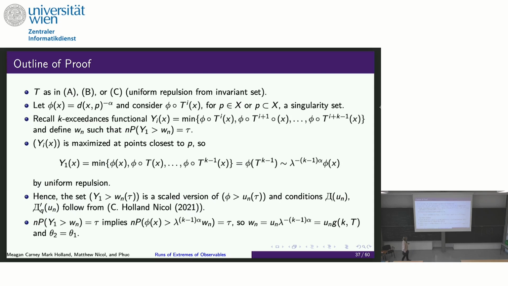Okay, and then what this means is that choosing W_n so that we have our normalization requirement implies that we also can choose U_n to be G of k, t, W_n, which gives us the normalization requirement for X_n or X_1, and then we're done.